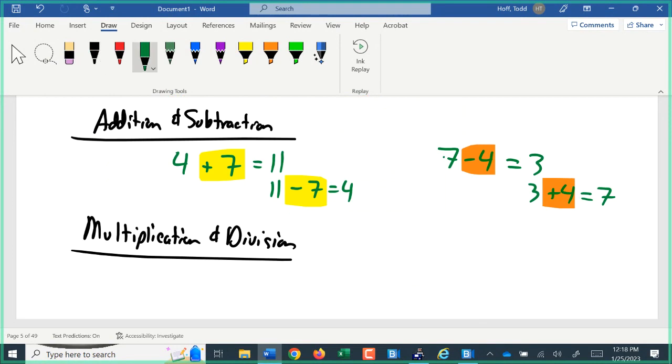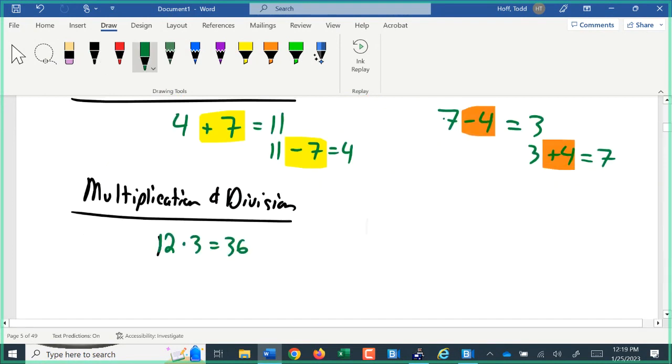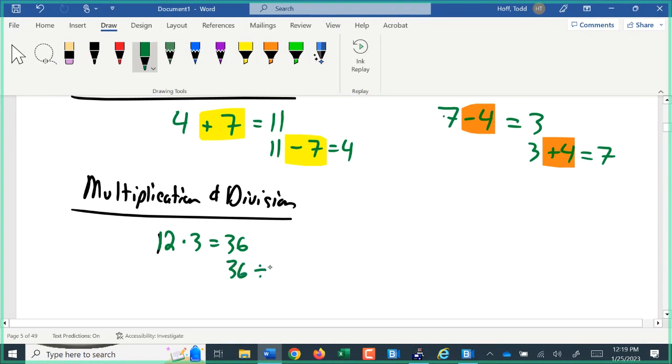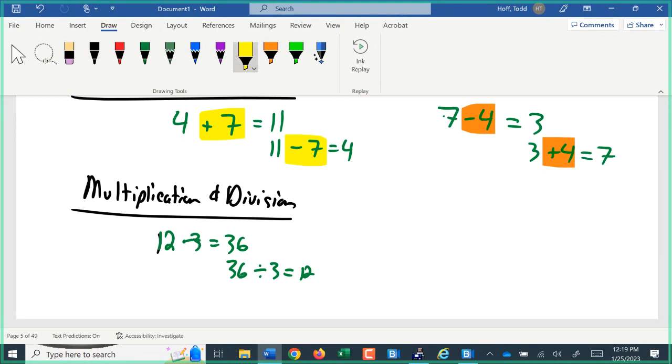Let's start with 12 times 3 is 36. If I want to get back to 12, I take my 36 and I divide by 3 to get to 12. Multiplying by 3 and then dividing by 3 cancel each other out. Put us back to where we started. We're going to start with the 12 and I divide by 3 to get 4. If I want to get back to the 12, I do 4 times 3 to get 12. Dividing and then multiplying by the same number again puts us back to where we started.